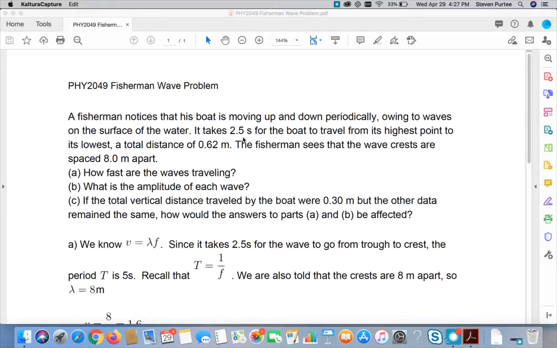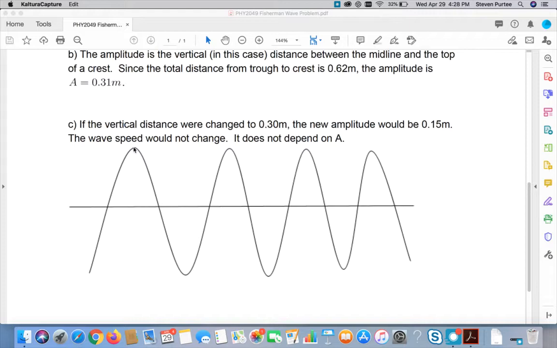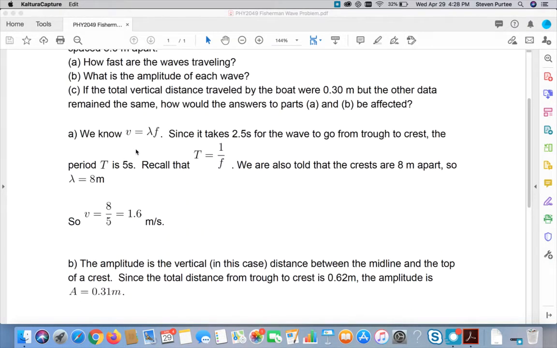We're told it takes 2.5 seconds for the boat to go up and down from its highest point to its lowest. So a period is going down and then back up again. The 2.5 seconds was just from the top to the bottom. So if we're looking at the wave here, the time it takes this point here to come all the way down was 2.5 seconds. So it'd be 5 seconds total to go up and down.